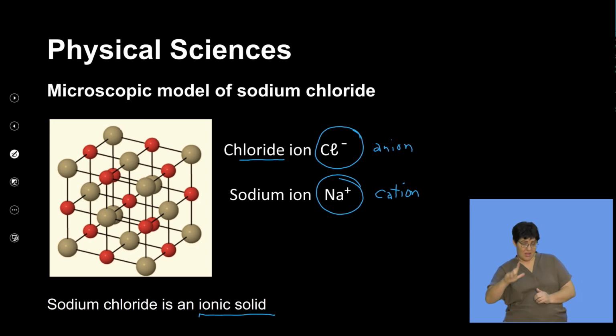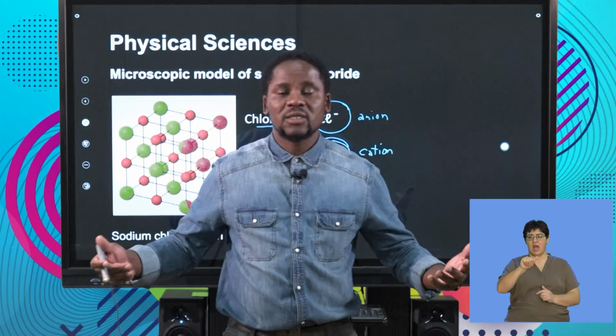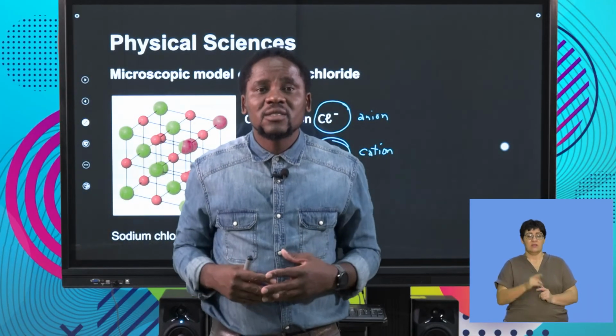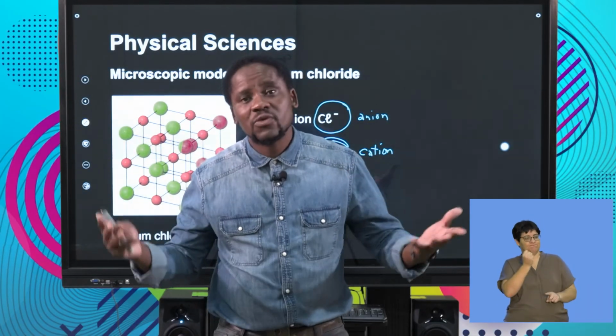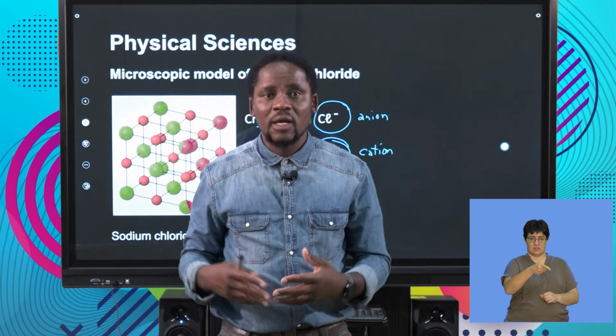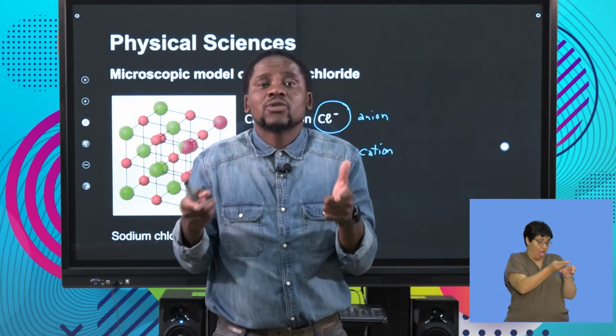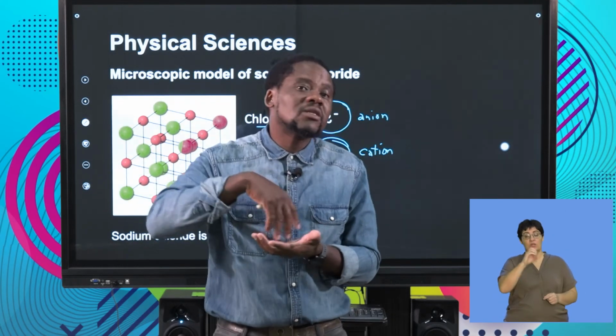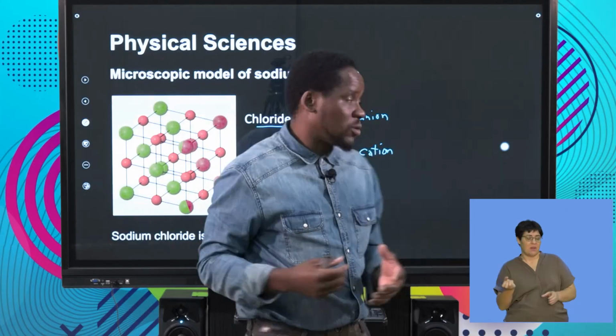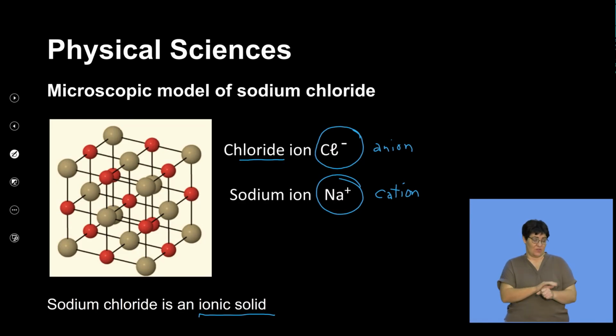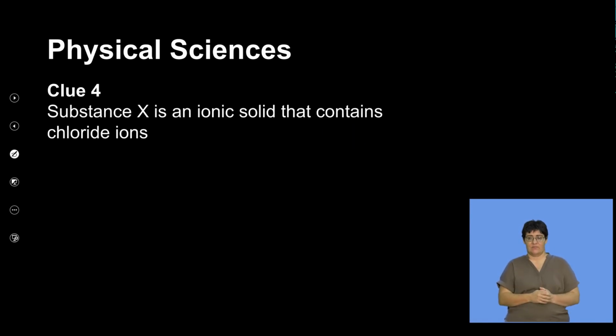So if we say it's an ionic solid, what does that say to us? It says under normal circumstances, we find it in solid form, unless of course it has been dissolved in water. And now that tells us that sodium chloride is actually completely soluble in water as far as solubility is concerned. Right, okay, what more? Substance X is an ionic solid that contains chloride ions. Now we are told, okay? Now that's another clue, okay?